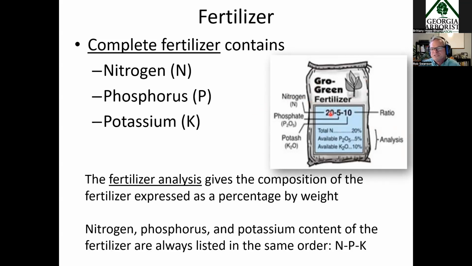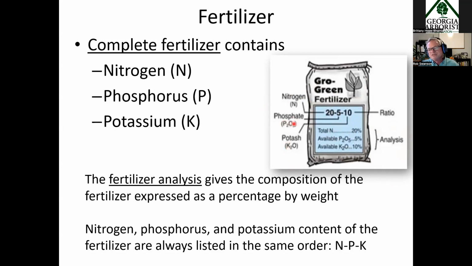So what this means is that 20% of the weight of this bag is nitrogen. So total nitrogen, 20%. If we had a 100-pound bag of fertilizer, that's going to be 20 pounds of nitrogen, 5 pounds of phosphate, and 10 pounds of potash.